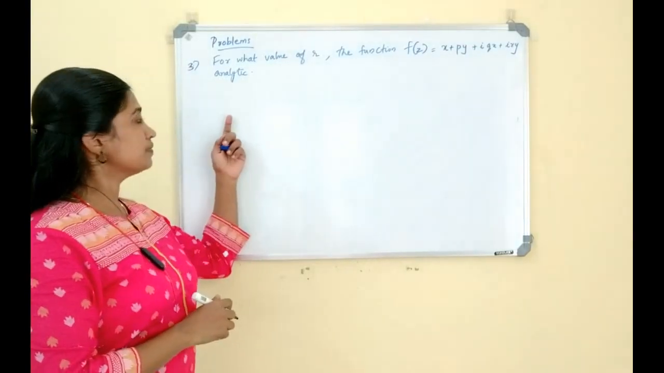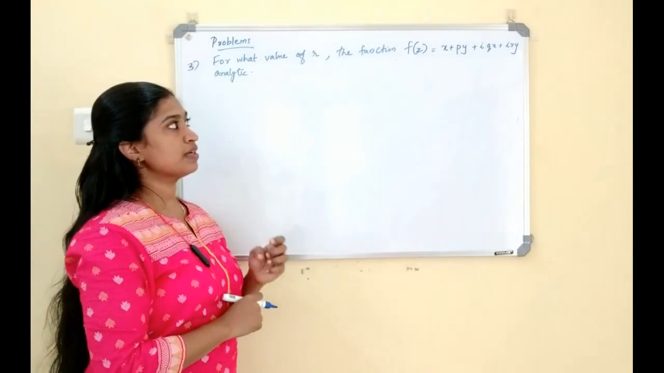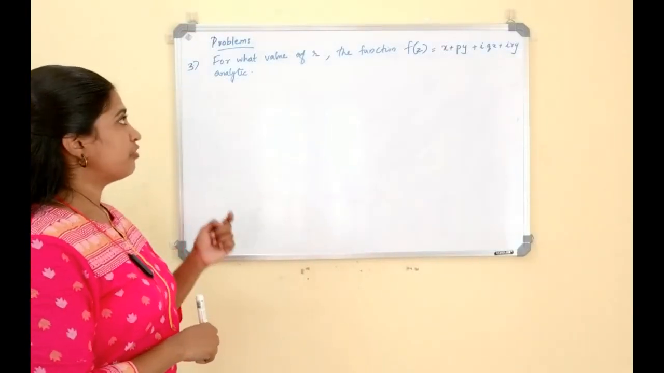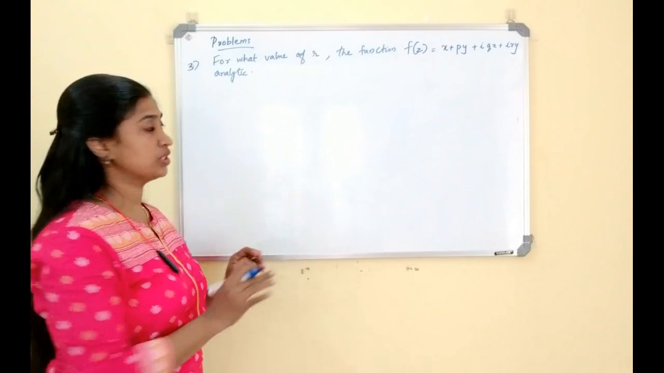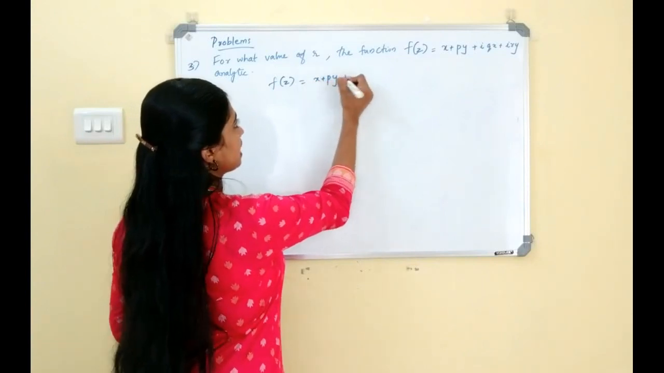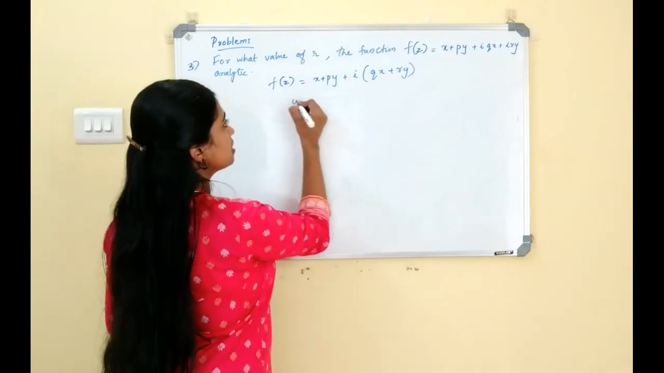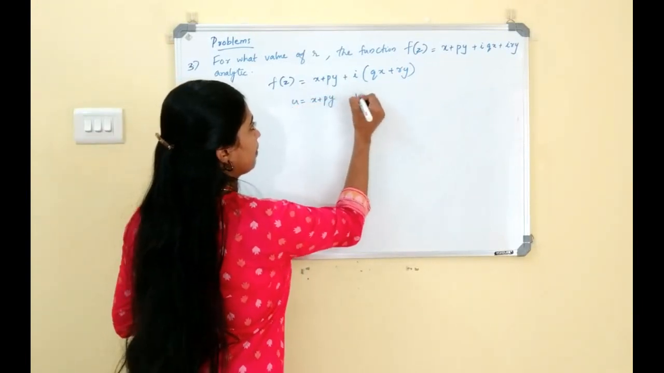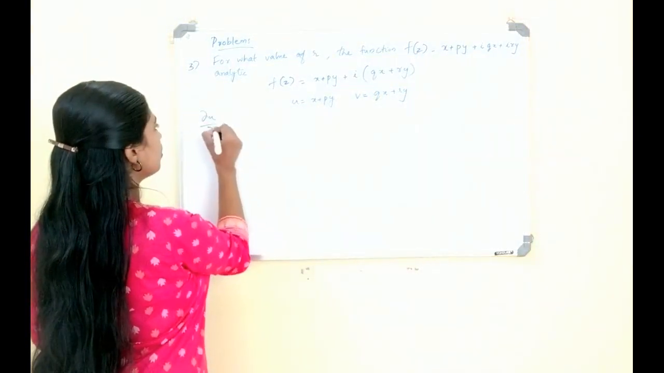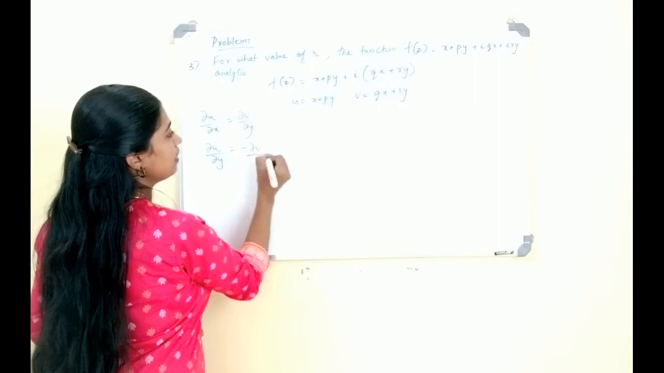This is the next question. For what value of r is the function f of z equal to x plus py plus i times qx plus ry analytic? The function is analytic, so it satisfies CR equation. F of z is equal to x plus py plus i qx plus ry. Here u is x plus py and the imaginary part v is qx plus ry. Cauchy Riemann equation is dou u by dou x is equal to dou v by dou y, and dou u by dou y is equal to minus dou v by dou x.